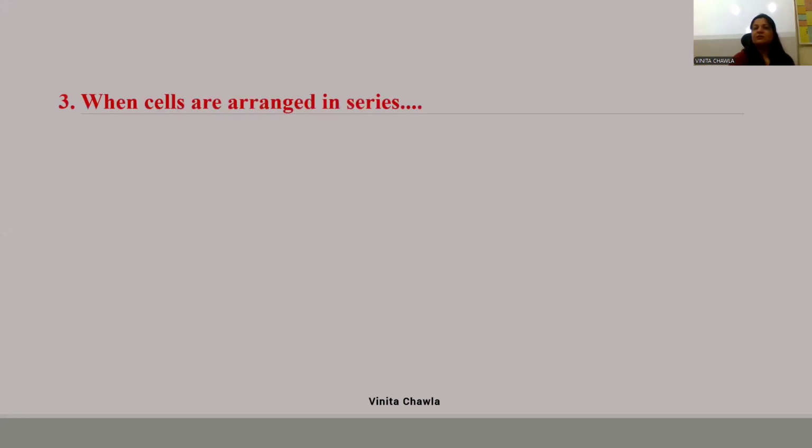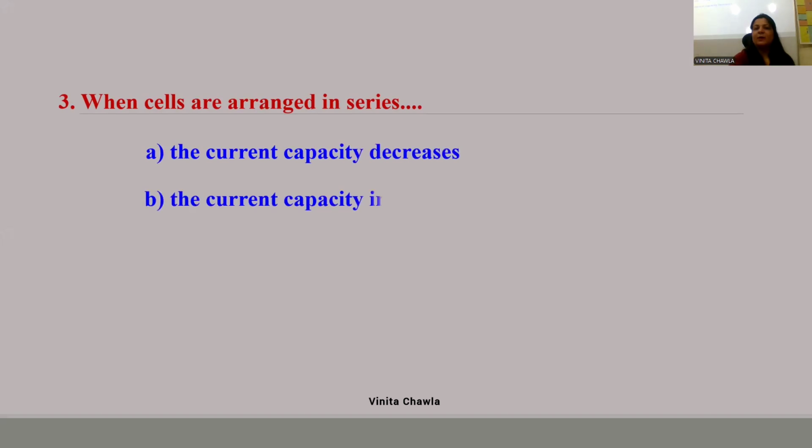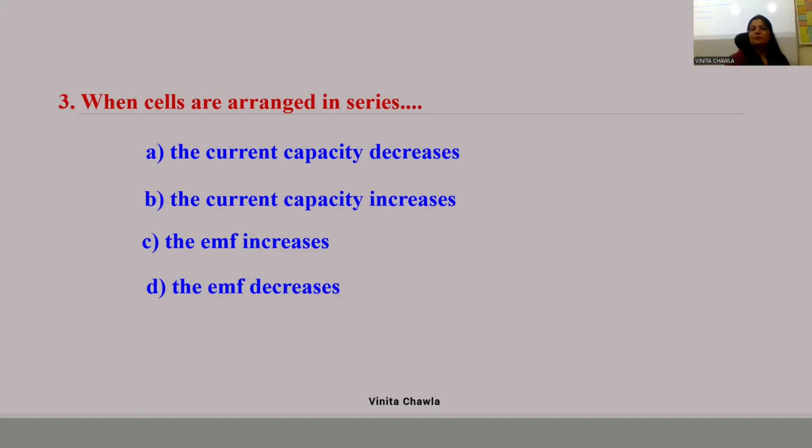When cells are arranged in series, the current capacity decreases, the current capacity increases, the EMF increases, or the EMF decreases. In series, EMF increases. And what is the relation? Net EMF is equal to, simply add all the EMFs of individual cells, E1 plus E2 up to EN.